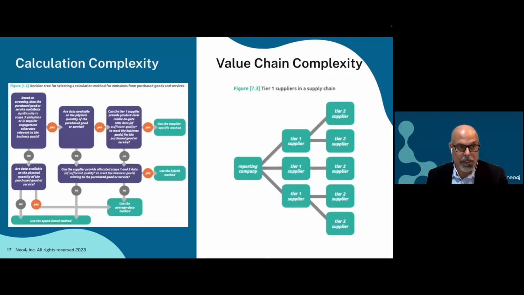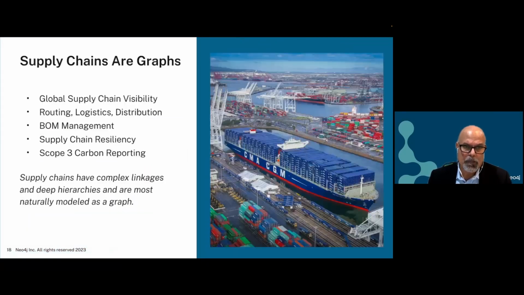Digging into this, we see a lot of calculation complexity, and a lot of complexity associated with tier 1, tier 2, tier 3, etc., suppliers. It's very hard for us to imagine how an organization would even get a handle on this unless they were managing their data in a graph.